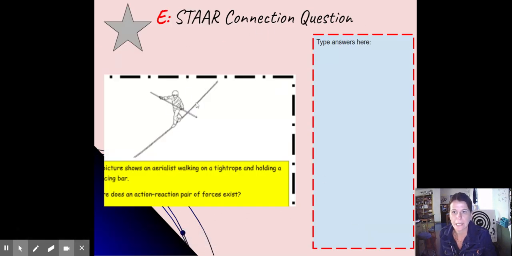For a STAAR test connection question, it says the picture shows an aerialist walking on a tightrope and holding a balancing bar. What are the action-reaction force pairs? So here the action is the aerialist pushing down on the rope, and the rope pushes up on the aerialist.